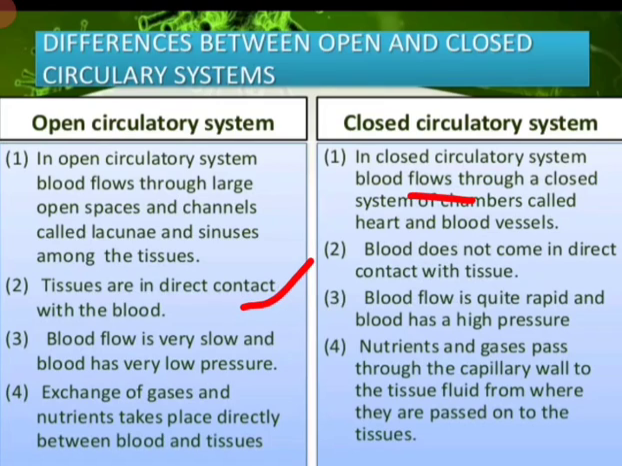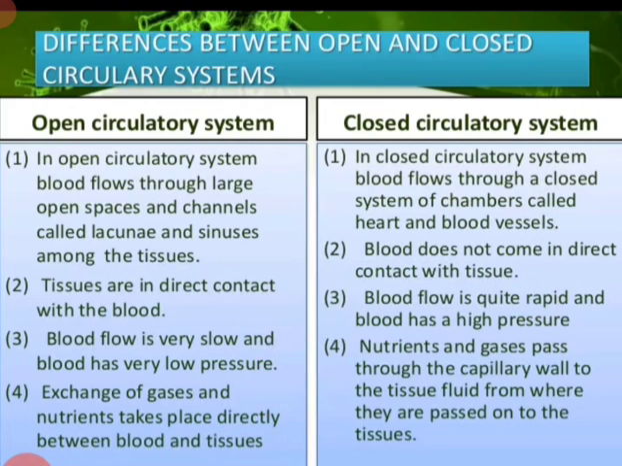Tissues are in direct contact with the blood, because there are no blood vessels, so the tissues remain in direct contact with the blood. But in the closed system, blood does not come in contact with the tissues. Blood flows very slowly in the open system; blood flows very rapidly here with high pressure, because there are vessels, so definitely high pressure is created through the vessels, arteries and veins. Exchange of gases and nutrients takes place directly in the open system, and in the closed system exchange of nutrients and gases passes through the capillary wall.